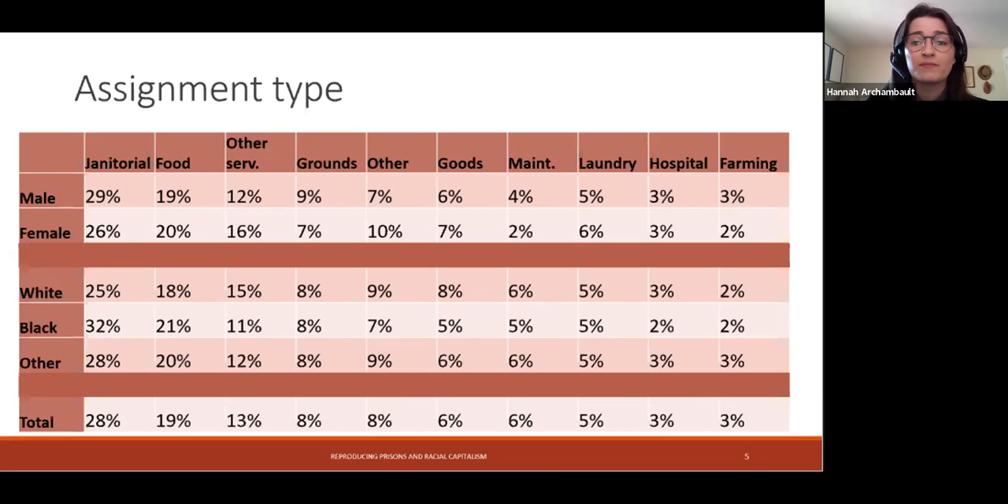And just looking at this, we can immediately see some differences by sex and race, especially in terms of janitorial assignments, where women had assignments much less often than men, and non-white workers more often than white workers. And in other services, where women and white workers were assigned to these tasks more than men or Black workers, and also in goods, in which white workers were assigned to these assignments more often, and in maintenance, in which women were assigned these tasks more often.